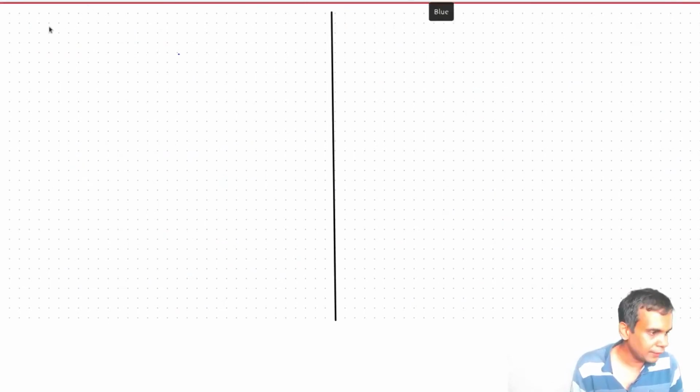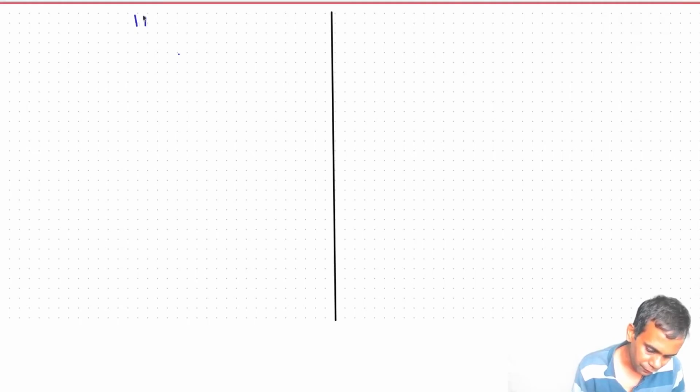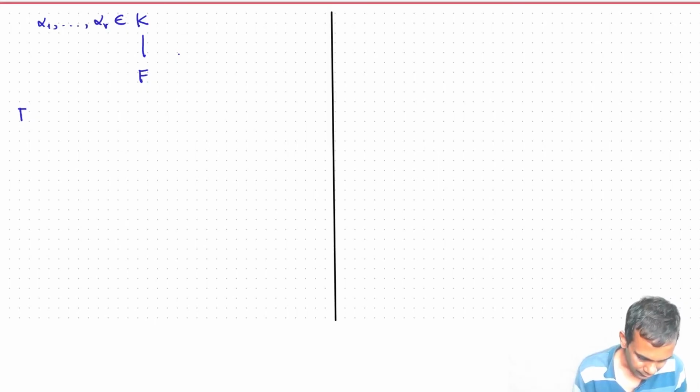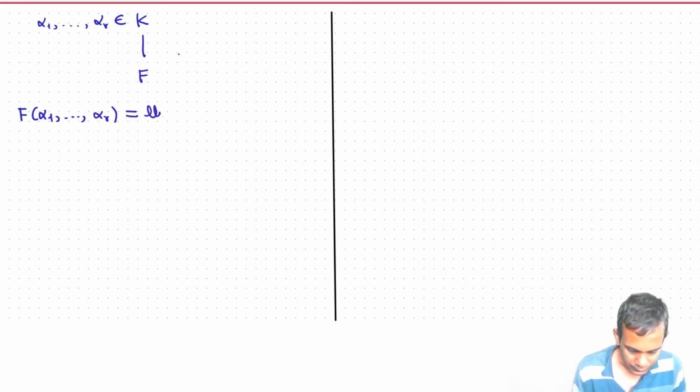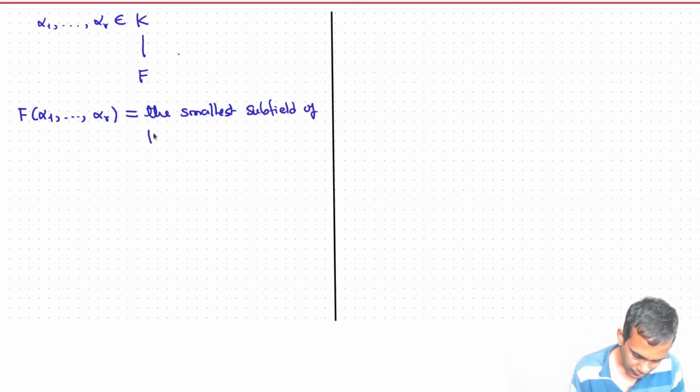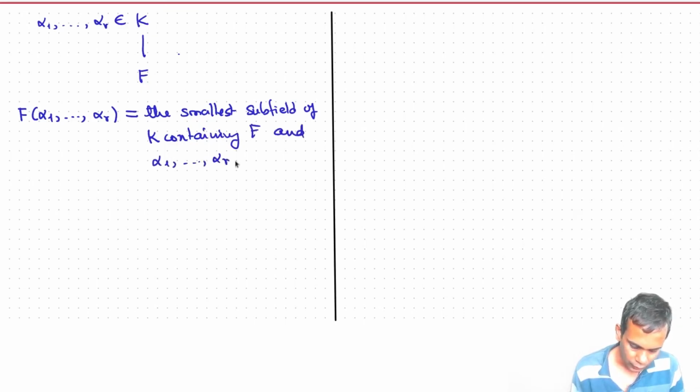So as before, we have a field extension K over F. But instead of one element, let's say we have r elements in K. Then we can define in a similar manner F(alpha 1, ..., alpha r) to be the smallest subfield of K containing F and containing the elements alpha 1, alpha 2 up to alpha r.